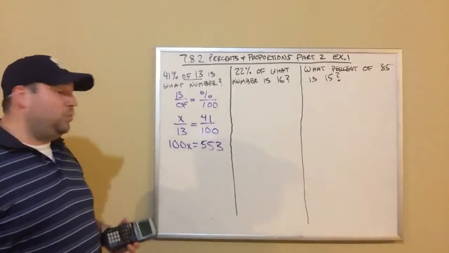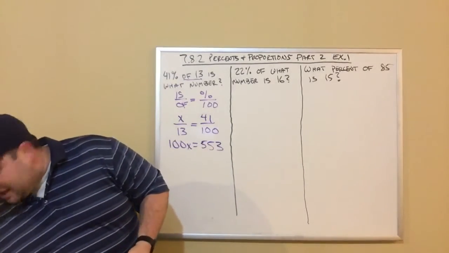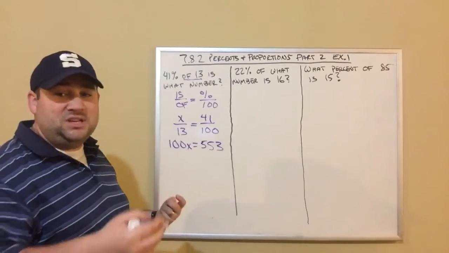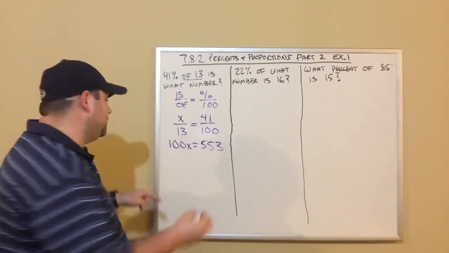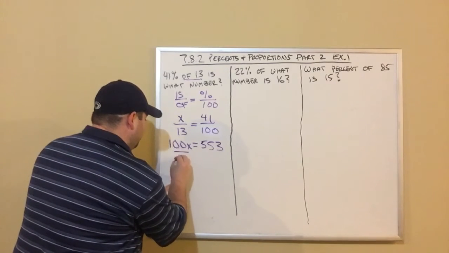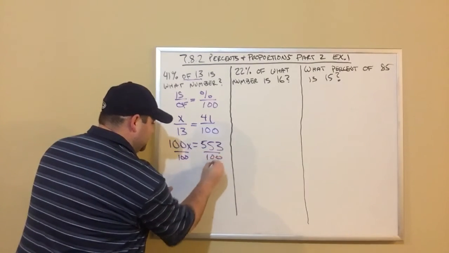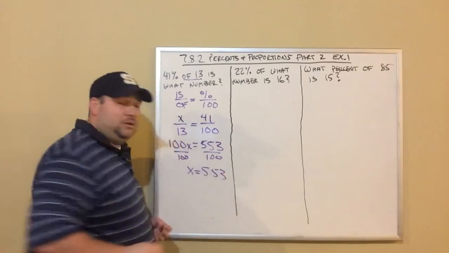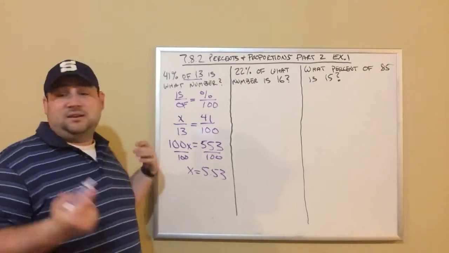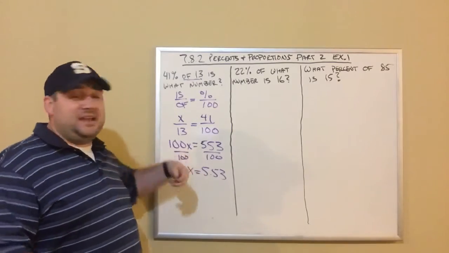So now, once you cross multiply, you just end up with a one-step equation. So this is pretty easy to solve. 100x equals 553. All I have to do is divide by 100, and I've got my answer. So when I divide by 100, I get 5.53. Now, 2 things. 1, we need to round to the nearest tenth. And 2, you might think your answer is x equals.